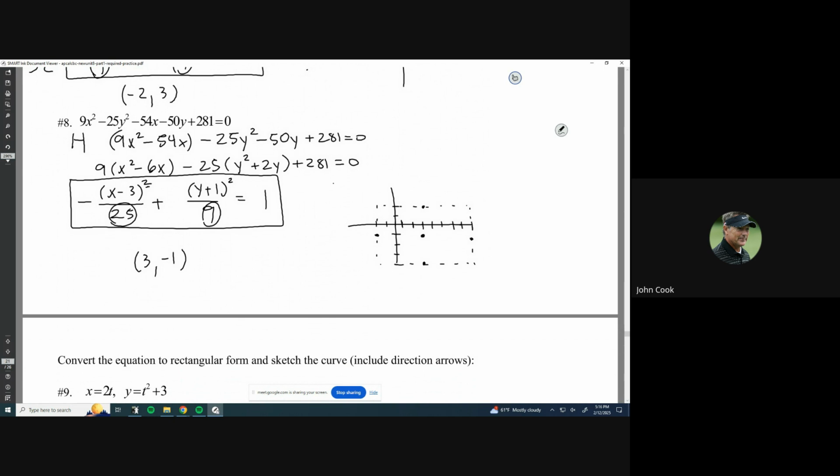Draw your asymptote lines diagonally through the center. And then since the y part is the positive, that means that it's going to be a hyperbola that goes up and down. So those little points that we drew right here are the vertices, and then it just follows the asymptote lines. I should draw them a little more drawn out like that. There we go. It's a little better. Just follow the asymptote lines. And that's your hyperbola. Okay, so you can see after you have it in standard form, it's pretty easy.